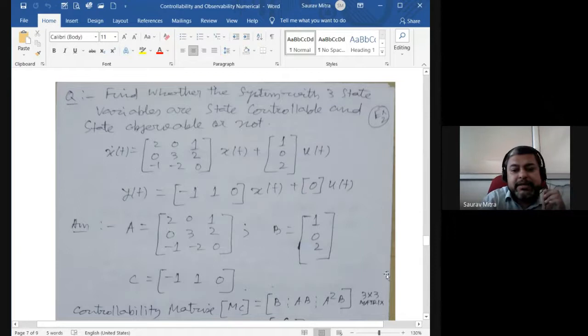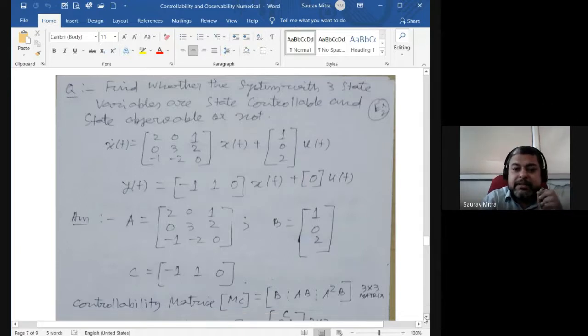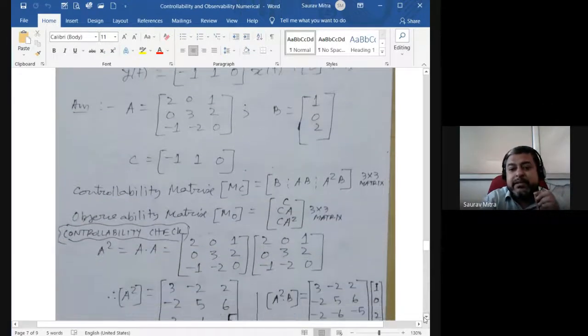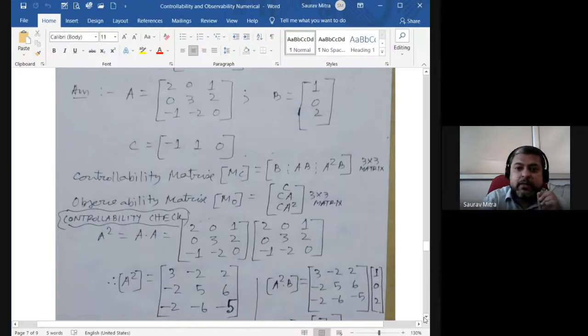Okay, so A matrix is 3 cross 3 matrix, B matrix is 3 cross 1 matrix, C matrix is 1 cross 3 matrix. What is the value of the matrices? That might differ. So in the exam, definitely the same question will not be asked. Okay, so you have to check.